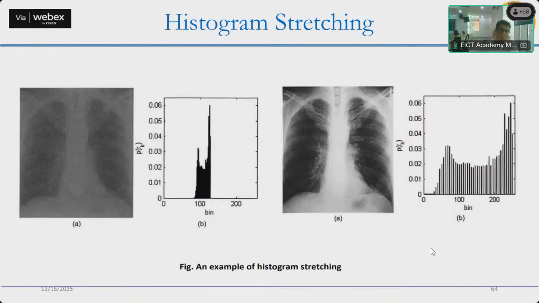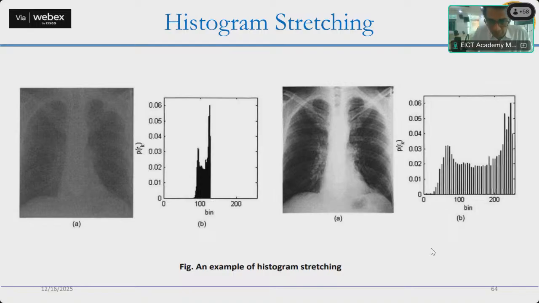Another example where histogram stretching is applied. So there is a chest X-ray. In the chest X-ray, originally all the pixel intensity values were limited to a region around 100, preferably between 90 and 120. So what is the way?